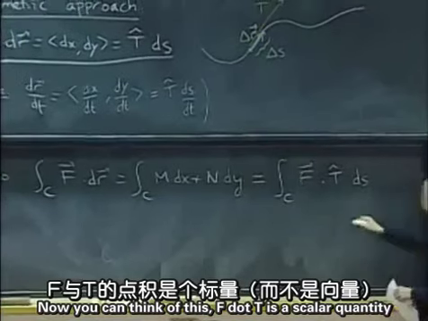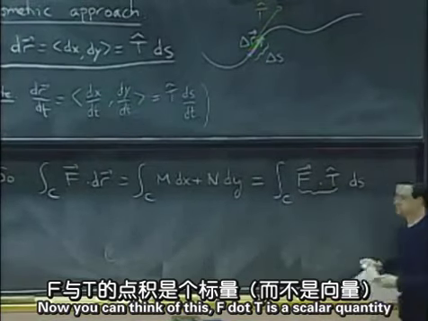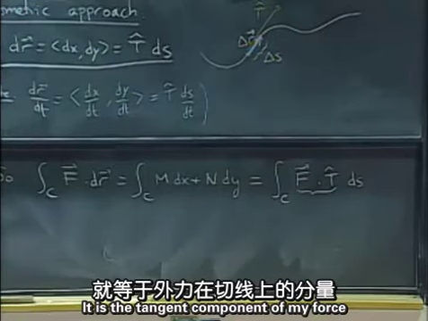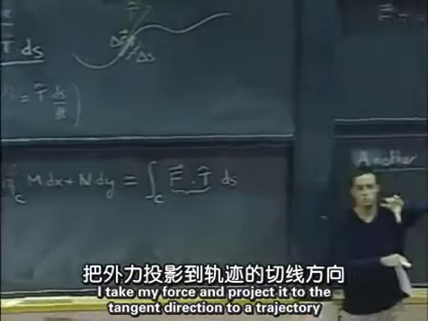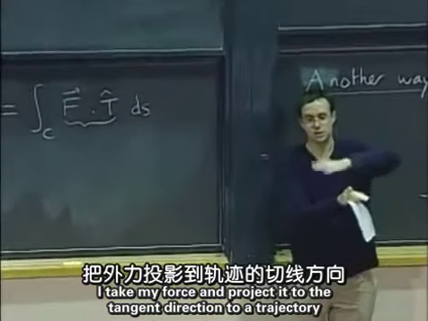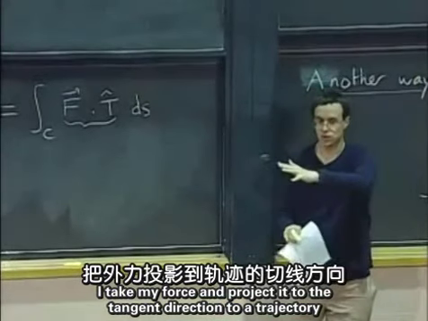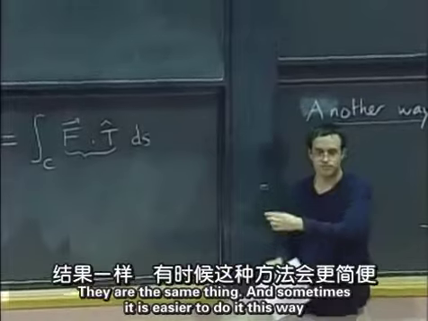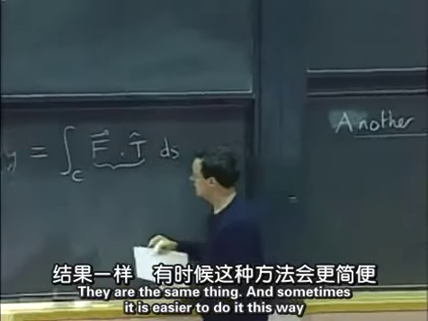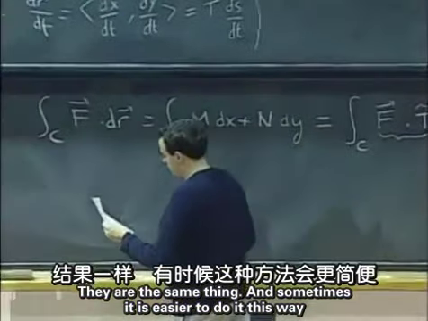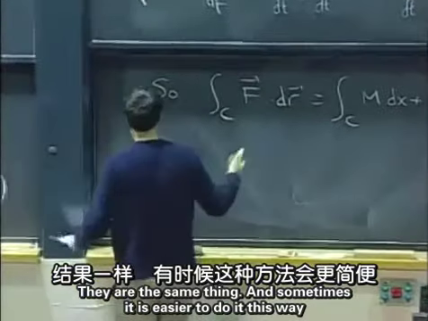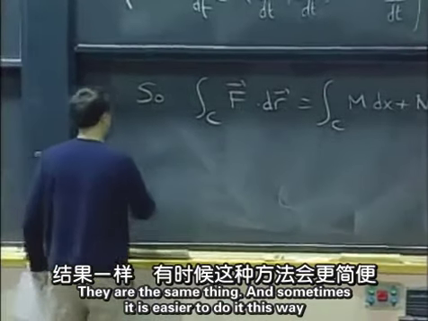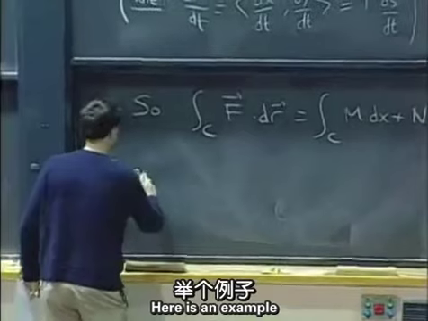Okay, so now you can think of this, f dot t is a scalar quantity. It's the tangent component of my force. So I take my force and I project it to the tangent direction to the trajectory, and then I integrate that along the curve. It's still the same thing. And sometimes it's easier to do it this way. So here's an example.